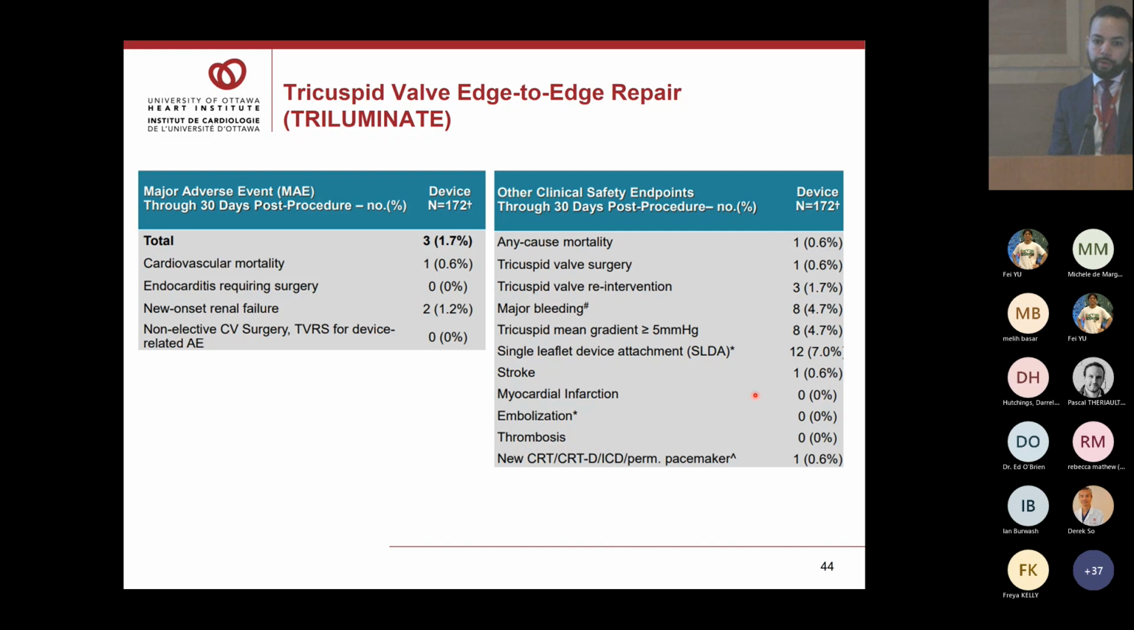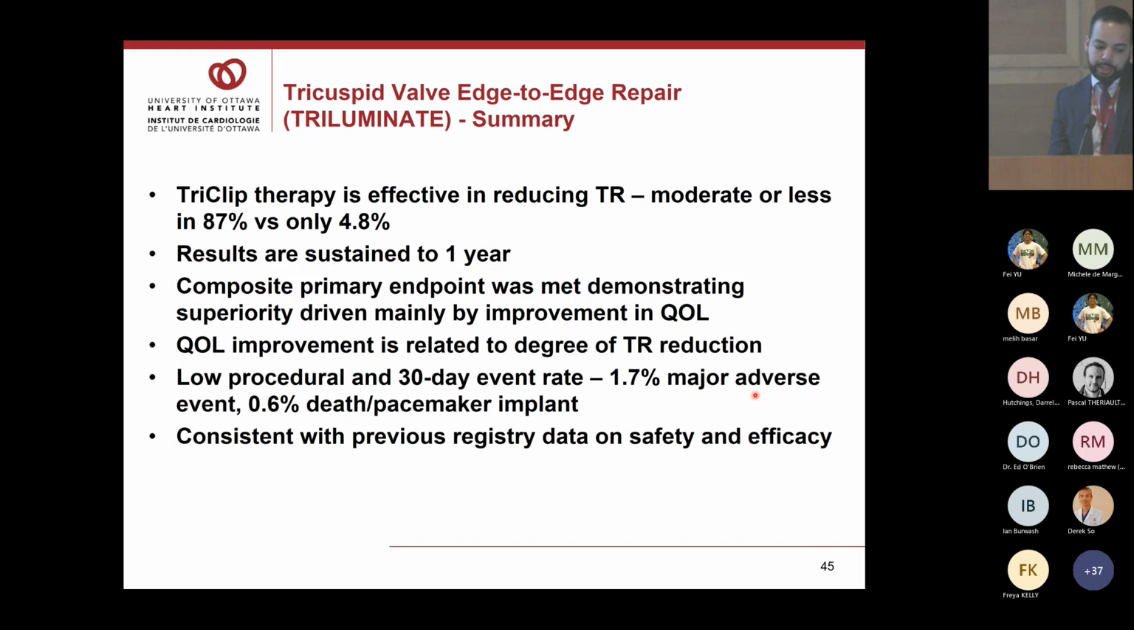So just to summarize, TRILUMINATE, it's effective in reducing tricuspid regurgitation. Results are sustained out to a year. The composite endpoint was met, but primarily driven by quality of life. Quality of life is related to the degree of tricuspid regurgitation, and it's safe. So low event rates at 30 days.